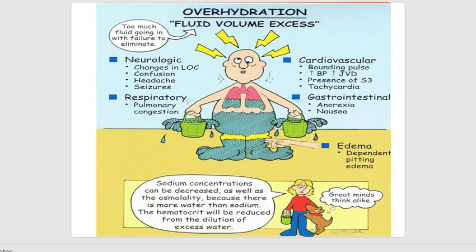Another thing that we have to worry about is too much water intake, although you don't see that a lot. Usually you don't see somebody with water toxicity. That one's not as common.